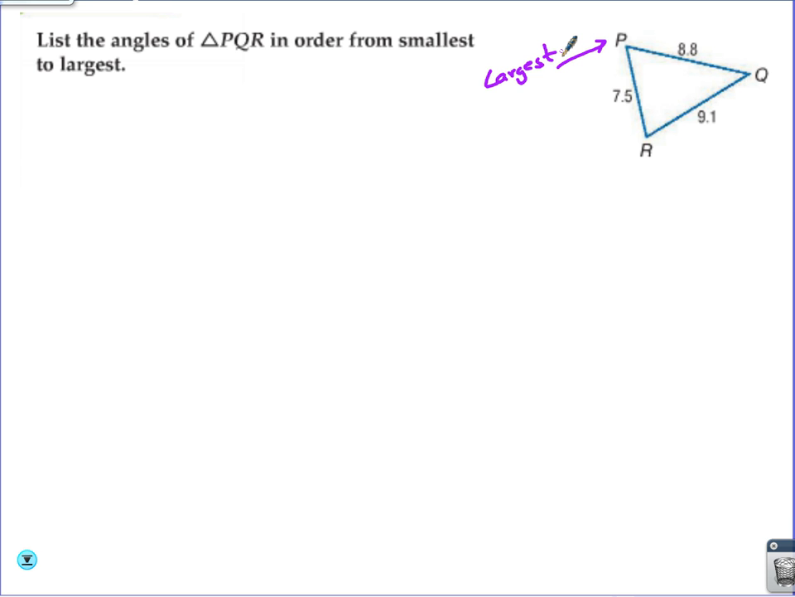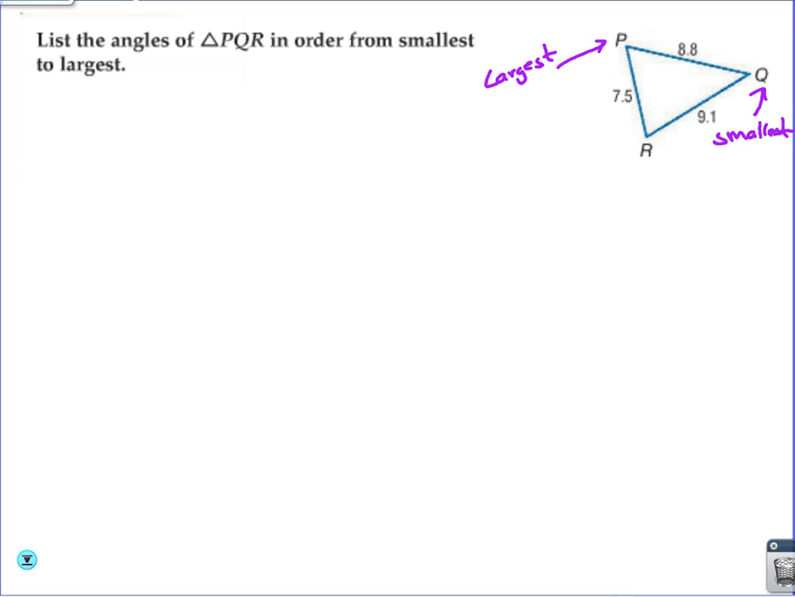Megan, what's the smallest side? PR. So Hunter, since PR is the smallest side, what's the smallest angle? Smallest side, so P, this one? PRQ, that'd be this one. Is that the smallest side? No. Since this is the smallest side, your smallest angle would be located here. So PQR.